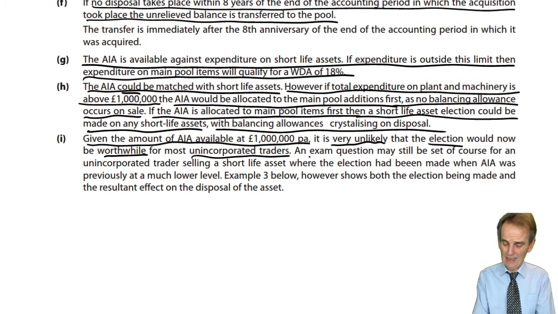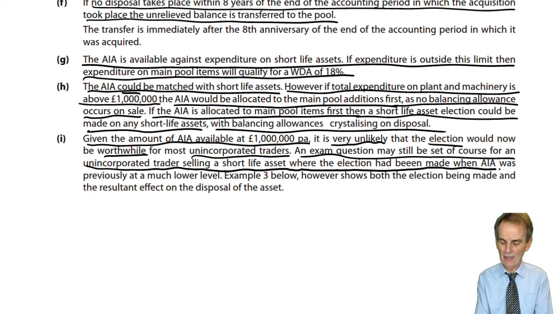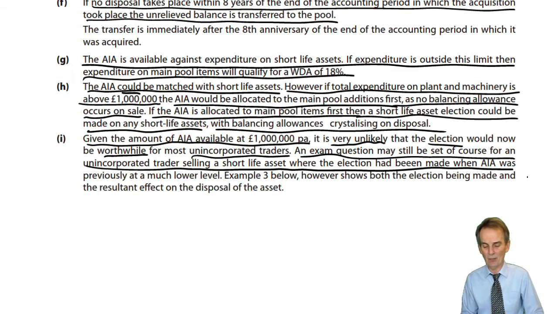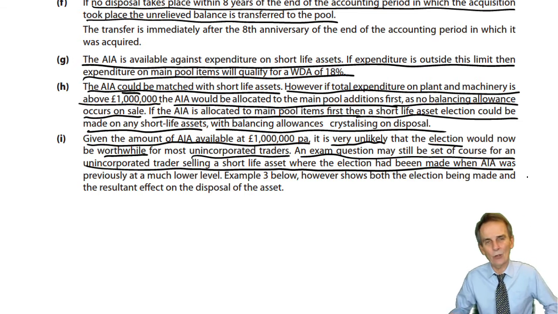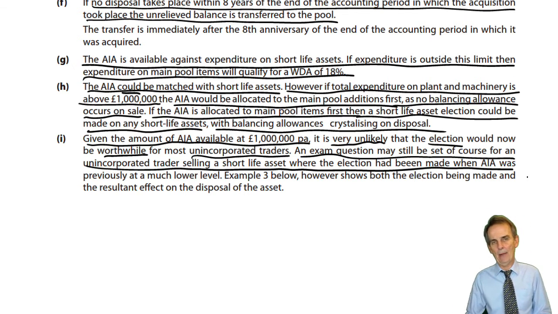Now, this issue. An exam question may still be set, of course, for an unincorporated trader selling a short life asset where the election has been made. We haven't always had £1 million as the AIA limit. Immediately before this, it was £200,000. It has been as low as £25,000 in years gone by. So it may have been, and would have been, far more prevalent in years gone by.